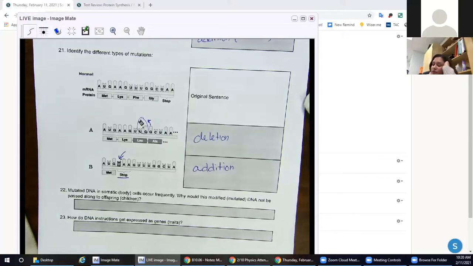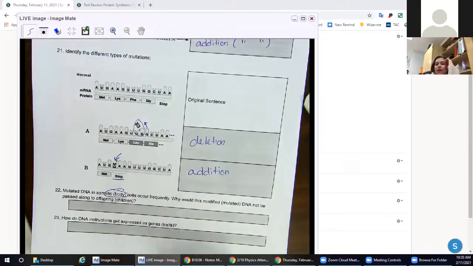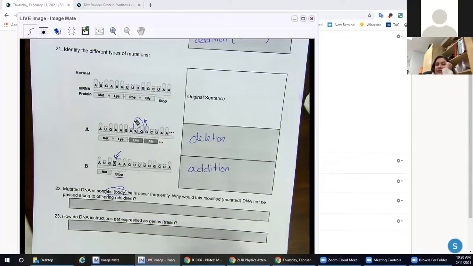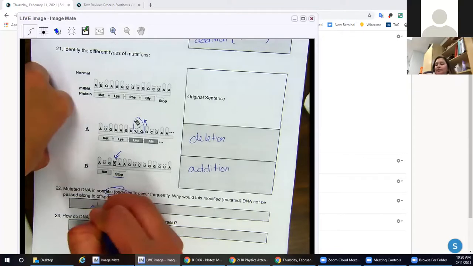Number 22, mutated DNA in somatic body cells occurs frequently. Why would this modified mutated DNA not be passed along to the offspring or children? Because it's in your body. It's not happening in your sperm or egg cells, your gametes. It's happening in your body cells. So it stays in your body.